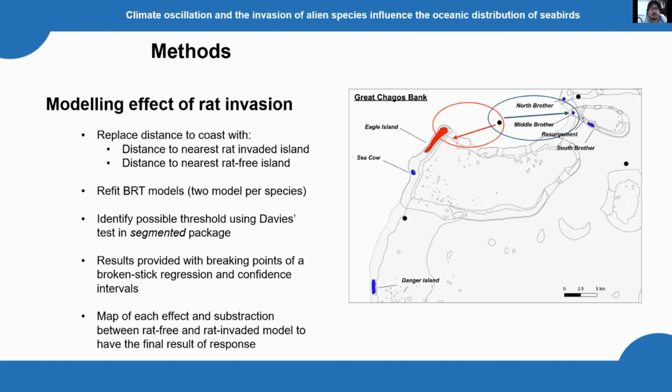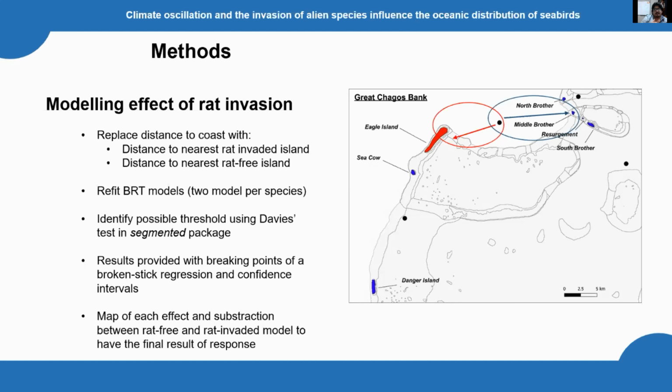So we included this, and we ran the models again. However, we changed the distance to coast variable, and we calculated two new variables using the nearest distance: the distance to the nearest rat-invaded island and the distance to the nearest rat-free island. This gave us an opportunity to do two models for each species. And using the Davies test in the segmented package, we also did a broken stick regression and found thresholds of the impact of the distance from the coast, in particular whether islands are invaded or not.